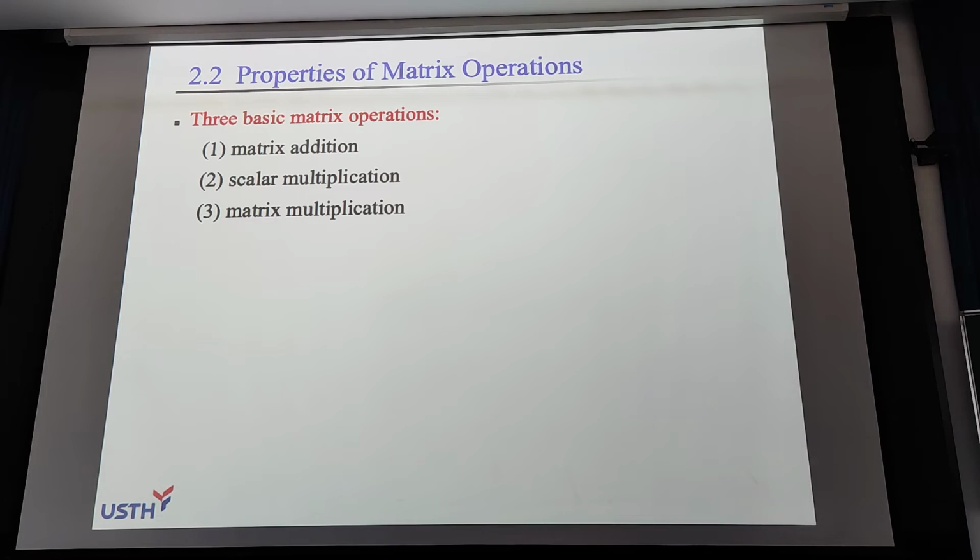So far we studied three operations of matrices. The first one is addition. The second one is scalar multiplication, and the last one is matrix multiplication. You see, you have two more operations, but however, we stop here. Now we consider the properties of those.